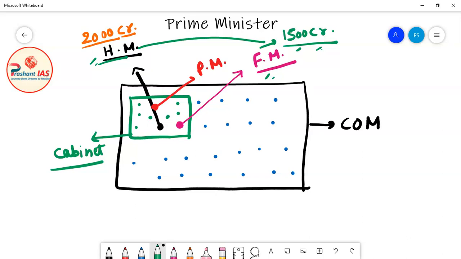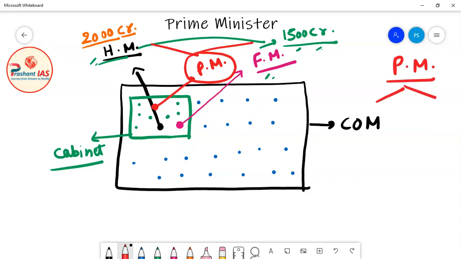Now friends, it is the Prime Minister of India who will resolve their fight. So what will the Prime Minister say? The Prime Minister will say, let's come to me and I will see your problem. So now let's suppose this is the Prime Minister, this one is the Health Minister, and this one is the Finance Minister.